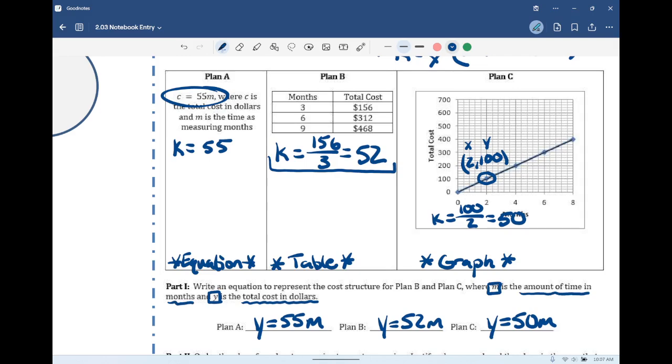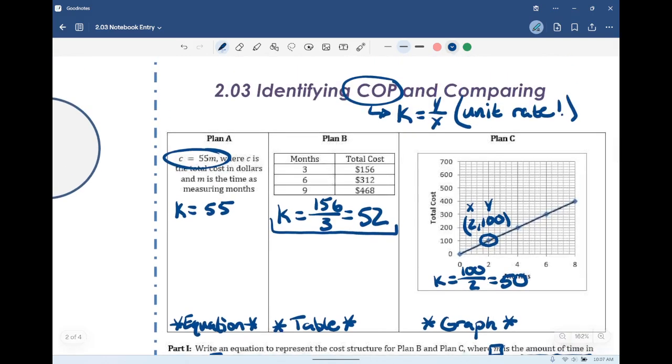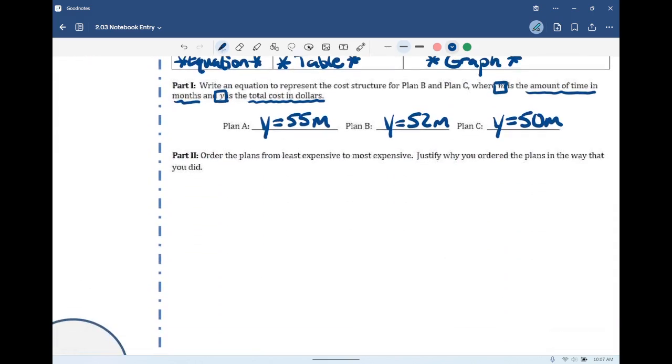Now, the reason that we want to know the units on both of these is because we said k is a unit rate. And so if I go down now to part 2, I need to order these from least expensive to most expensive. Okay. Well, in this case, our k values stand for what in units? Listen to that question carefully. Our k value stands for what in units? All right, well then let's get more specific with it. The 55 that we see in plan A, what's that 55 stand for? 55 what?